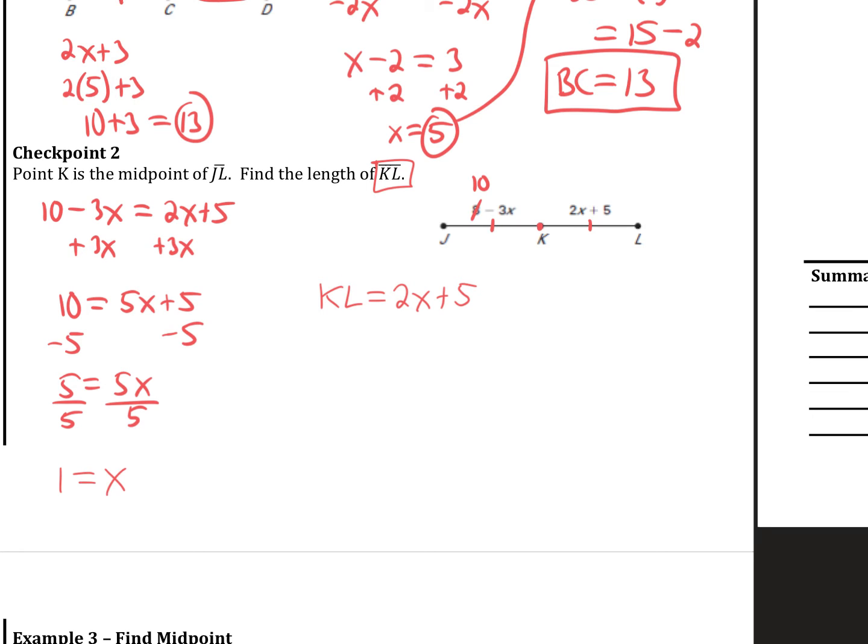So KL is 2x plus 5, so we're going to do 2 times 1, which is x, plus 5. 2 times 1 is 2, plus 5. So KL is going to equal 7.